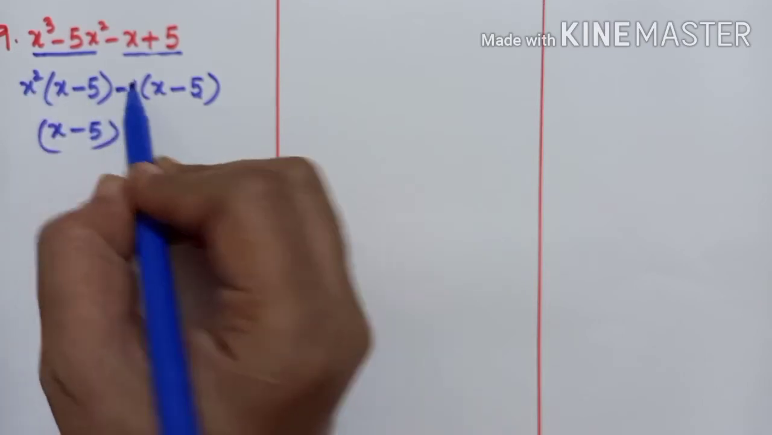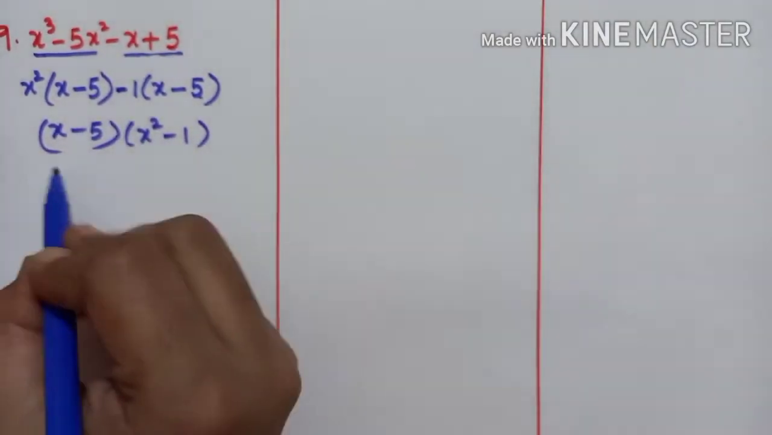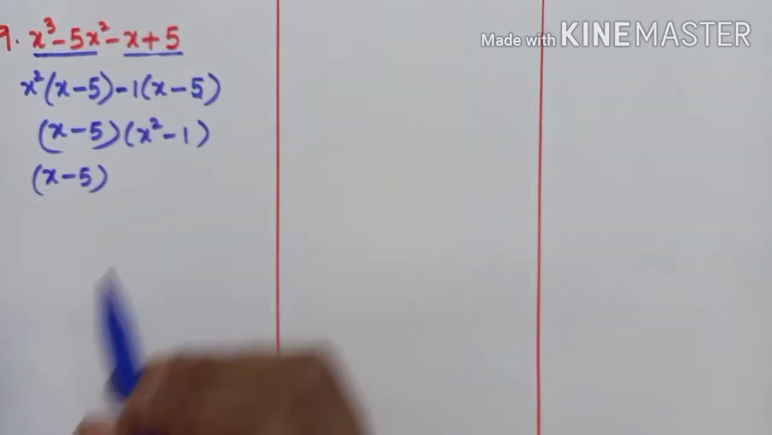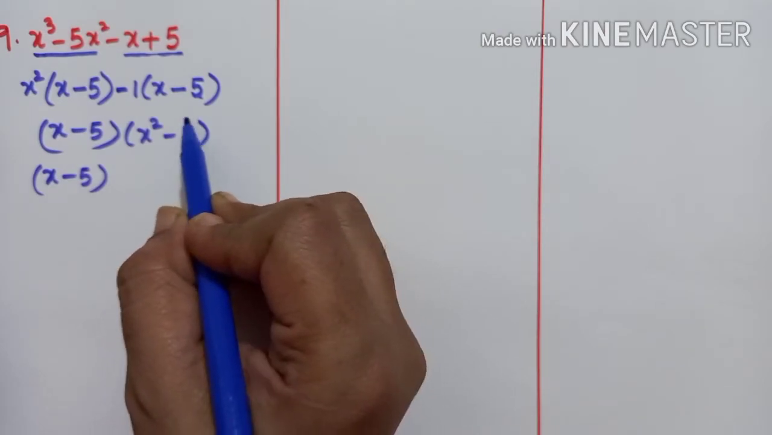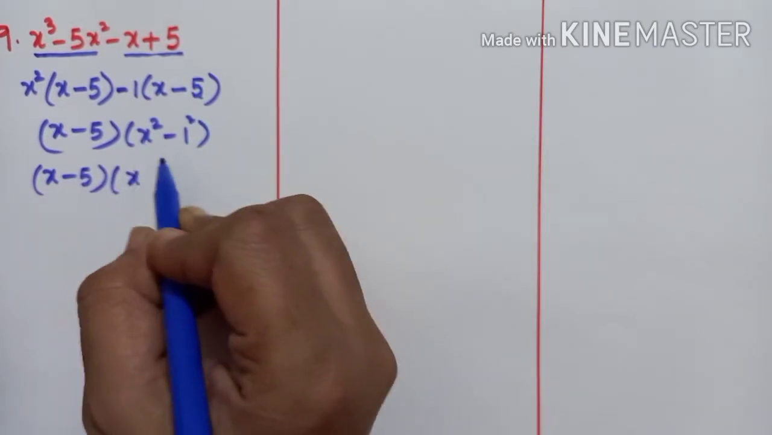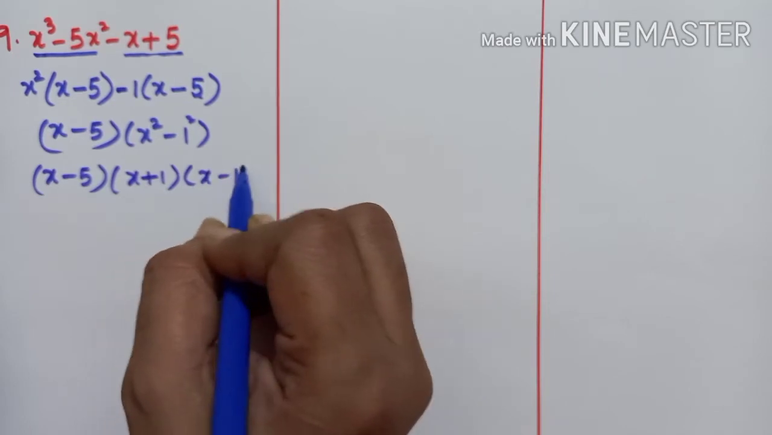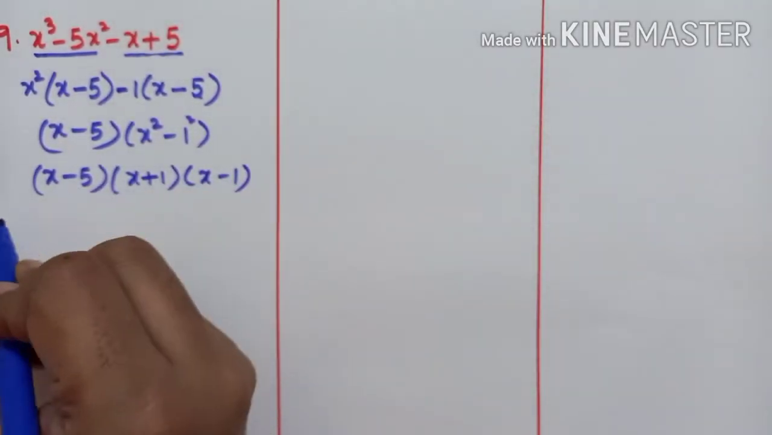Then x square minus 1. Now x minus 5, keep it as it is. Now x square minus 1, is 1 a perfect square? Yes, 1 we can write as 1 square. Okay, so x square minus 1 square, it is in the form of a square minus b square. So a plus b into a minus b. That's it. Now comes the 10th problem.